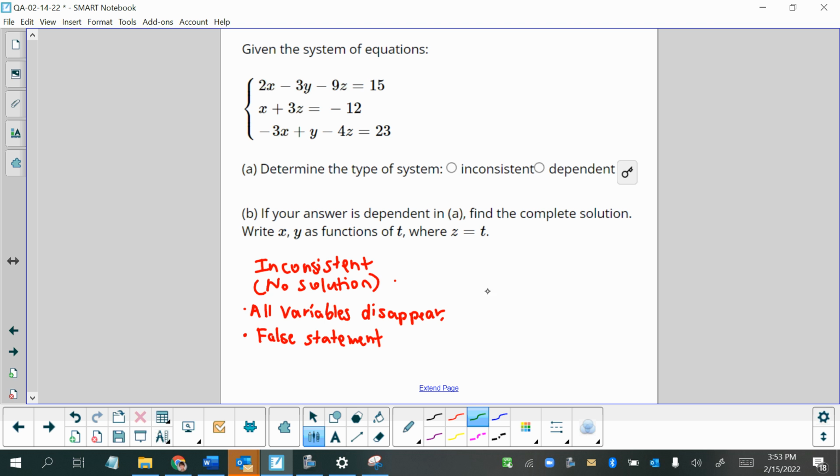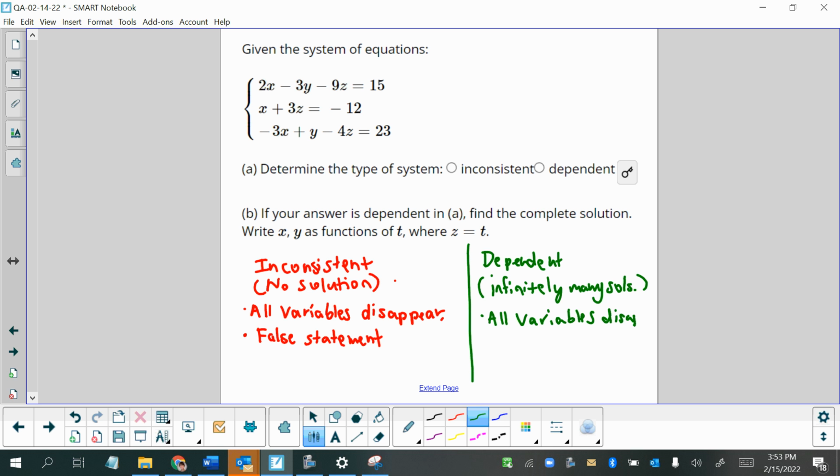Okay, if it is dependent, that means infinitely many solutions. And what will happen is all the variables will disappear, but we get a true statement. Okay, so that's what we're working towards.